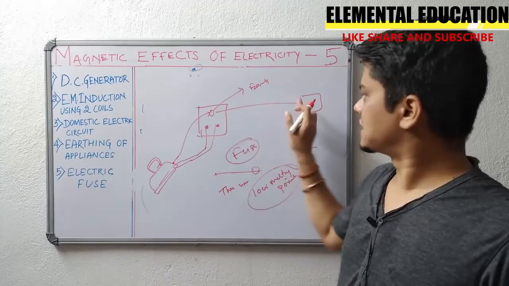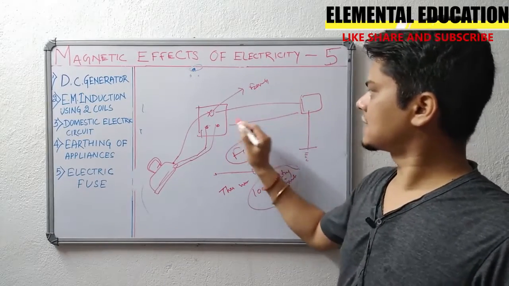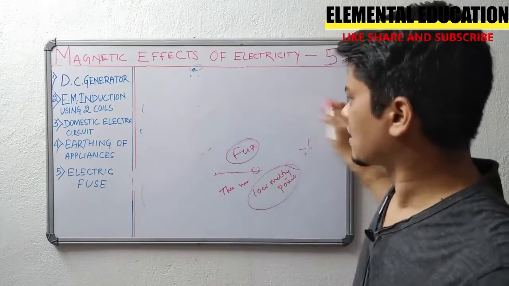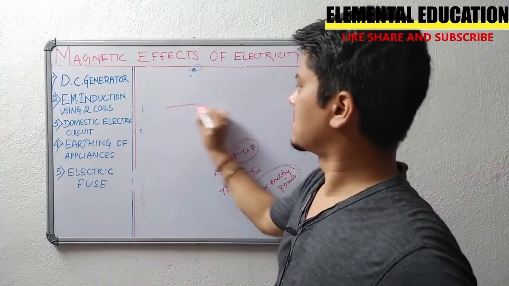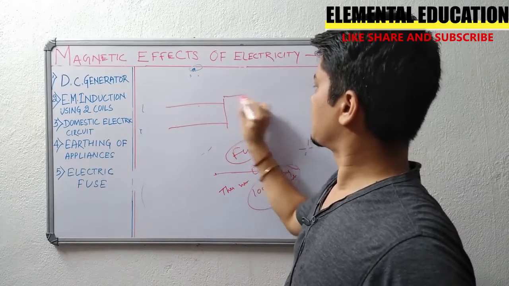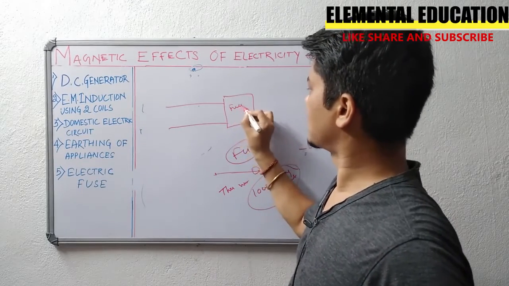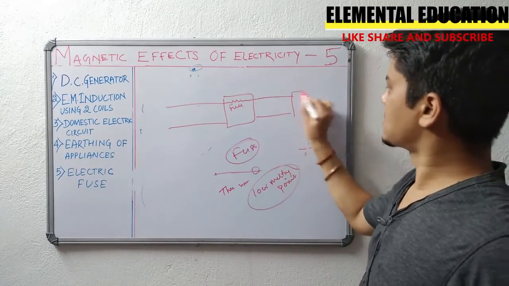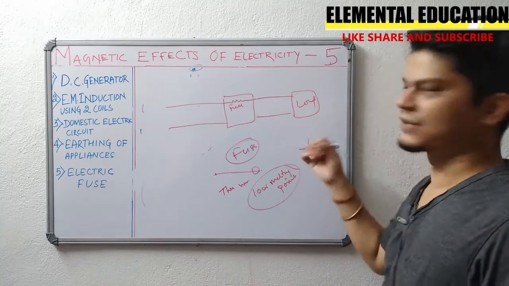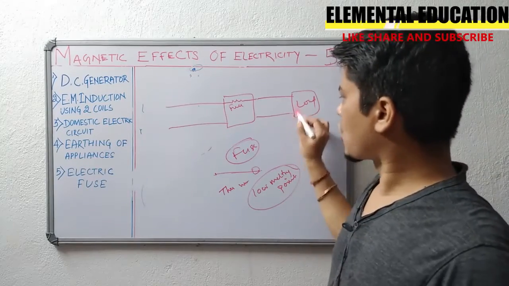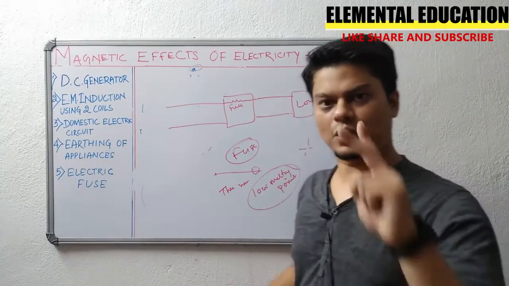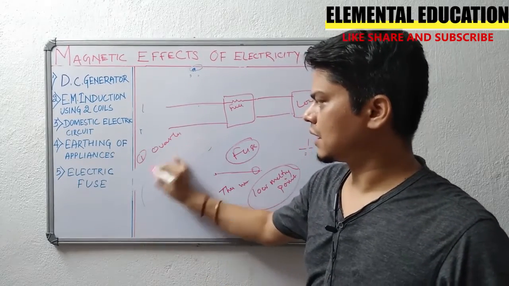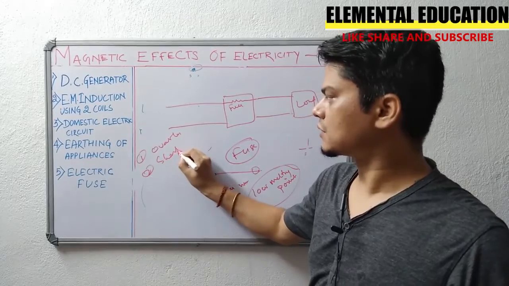So suppose this is the line connection, right? Let me draw again for your understanding. Suppose this is a fuse box where the fuse is here this way. Now there is some load I am giving, let it be fridge or TV, whatever. Fuses are used for two things. One is overloading, and another is short circuit.